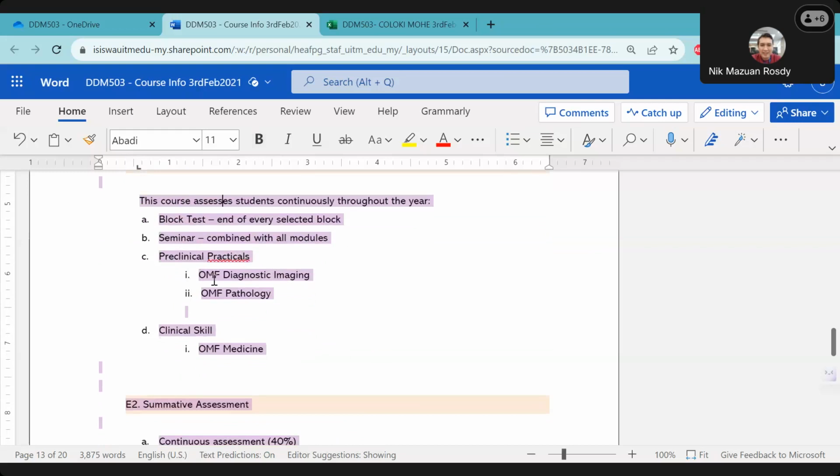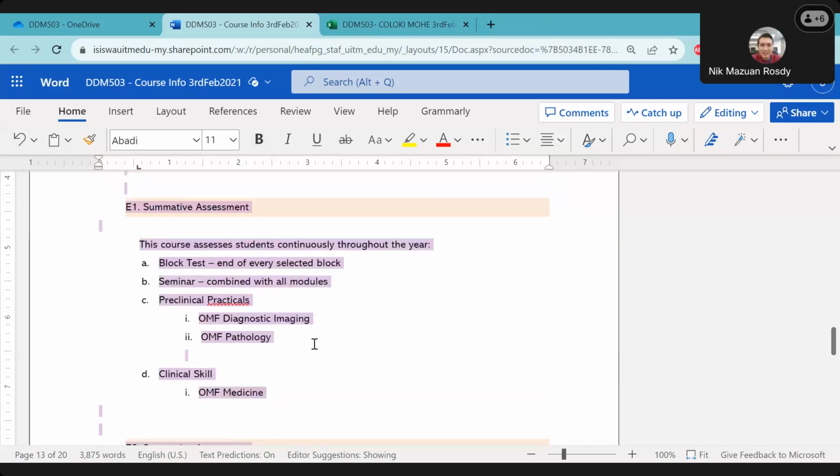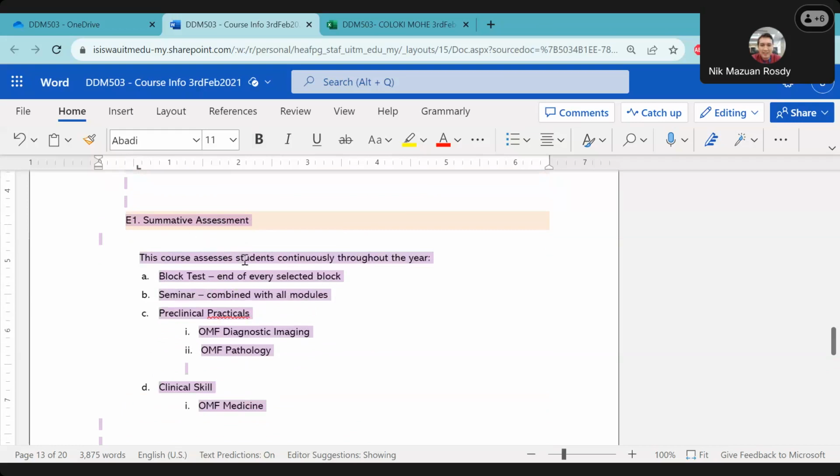BMS Hasna, I think 50%. I'm not sure. Yes, 50-50. 50-50, right? Okay, for the clinical courses, usually 60-40. So for me, summative assessment is 100%, which is 60% continuous and 40% professional examination.